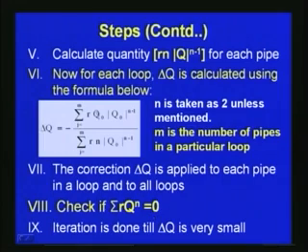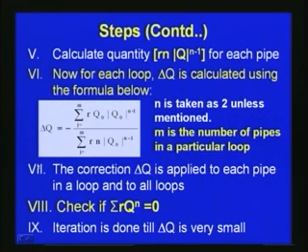So this delta q is calculated, that is equal to minus sum over j is equal to 1 to m of r q 0 into modulus q 0 to the power n minus 1, divided by sum over j is equal to 1 to m of r n modulus q 0 to the power n minus 1, where here we can take n as 2 unless it is mentioned otherwise, and m is the number of pipes in a particular loop. So j is equal to 1 to m, and here also j is equal to 1 to m.